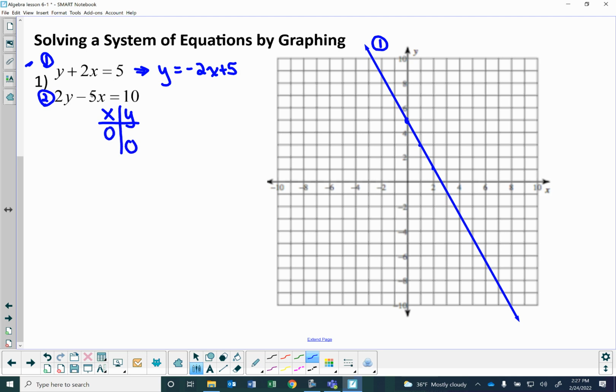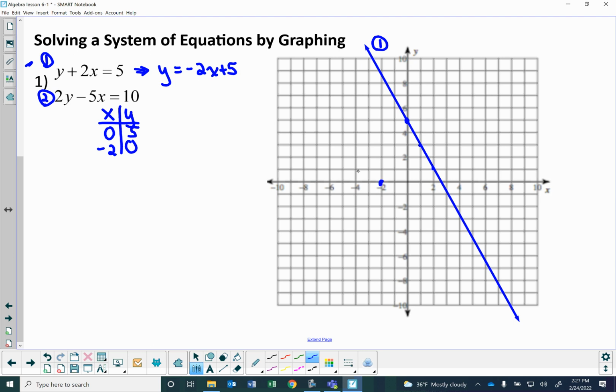So if x is equal to 0, I have 2y equals 10, which means y is equal to 5. If y is equal to 0, I have negative 5x equals 10. 10 divided by negative 5 is negative 2. So my 2 points are (0, 5), which is right here, and (negative 2, 0), which is right here.